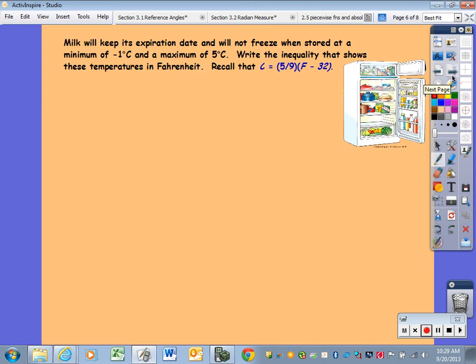Let's apply to life. Milk in its expiration date will not freeze when it's stored at a minimum of -1 degree Celsius and a maximum of 5 degrees Celsius. Write the inequality that shows these temperatures in Fahrenheit. And they gave you the conversion. So the conversion is going to go between -1 and 5.